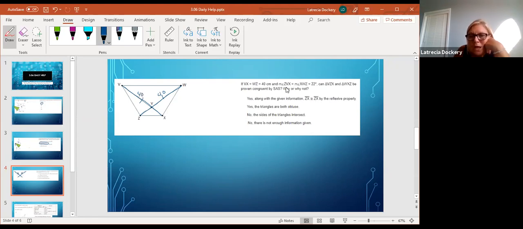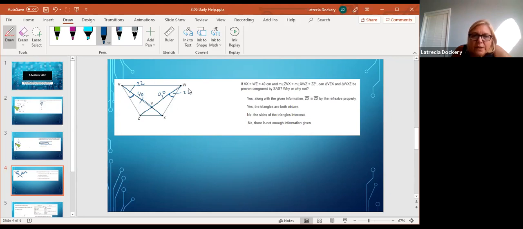The measure of ZVX, so the vertex is V, ZVX. So here's that vertex. ZVX is congruent to the measure of XWZ, and they are both 22 degrees. All right. Do we have side-angle-side? With this triangle, do we have side-angle-side?